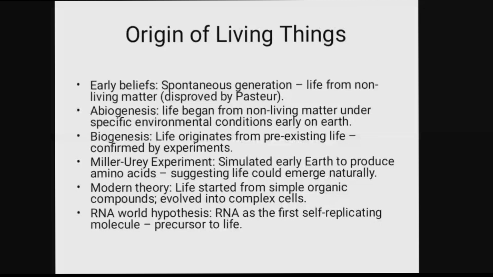Now, along the line, you get to understand that amino acid is one of the monomers of protein, which is a biomolecule. Biomolecule simply means biological molecule. There are four major biomolecules. You'll get there first of all. So now, the modern theory stated that life started from simple organic compounds. Now, these simple organic compounds evolved into complex cells. Are you with me?